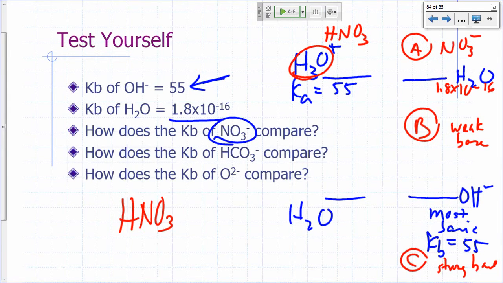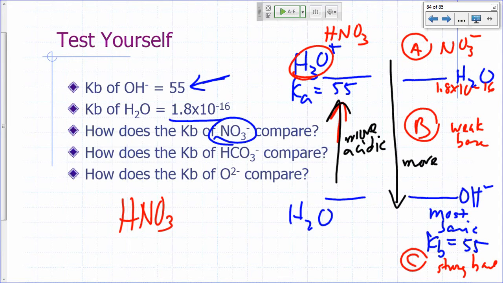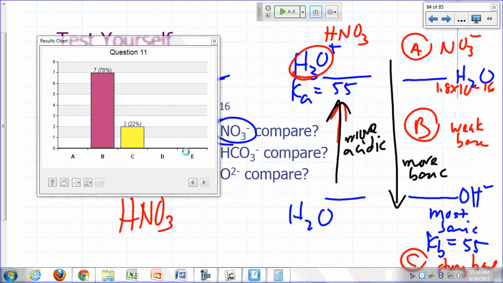Nitrate is not even going to be a base in water, right? Conjugates of strong acids are not going to hydrolyze. They're not going to react with water to give you hydroxide because they're very, very, very weak. Okay? So here you have increasing acid strength over here. More acidic that way. Going down this way, you're becoming more basic, the conjugate base. Okay, so the answer to that, nitrate's going to be in section A, right here.